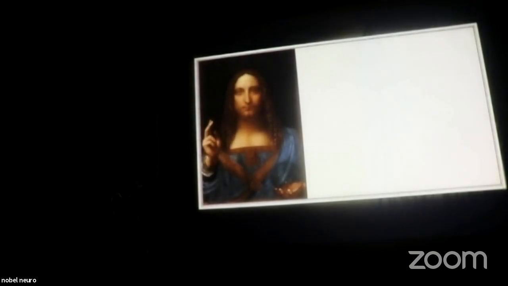This is the costliest painting sold in recent time, in 2017. Anybody knows this art? The name is Salvator Mundi. Salvator Mundi means the savior of the world. This art was created by Leonardo da Vinci, and the hand gesture shows that baptism is done. And the left side is a crystal, which is glass crystal. During the Renaissance period, this crystal was representing the planet Earth. That was the understanding at that time.